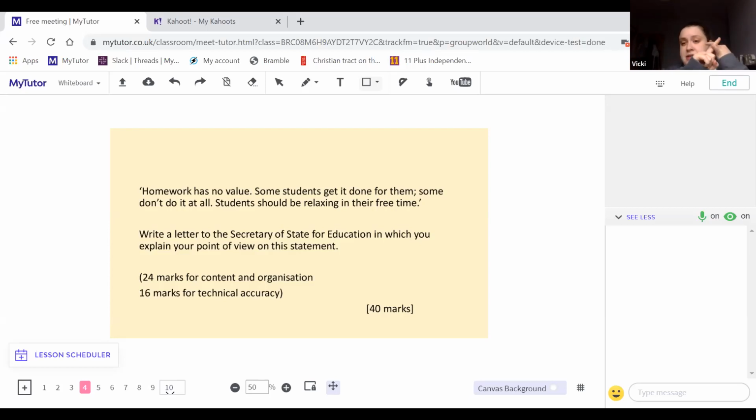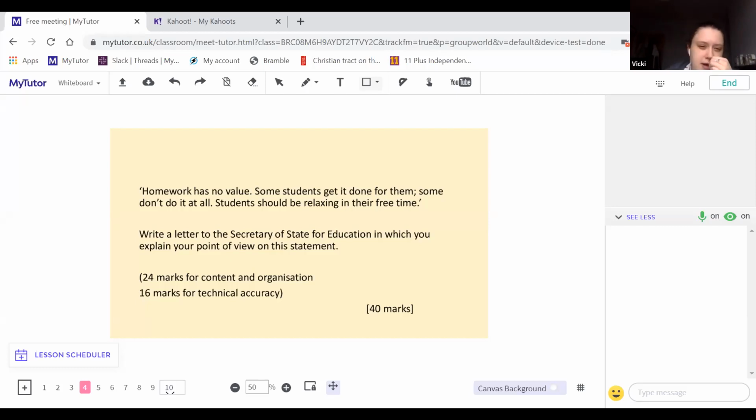Our purpose is to persuade and maybe to inform, explain. Remember, you can have a secondary purpose. It's very rare that you will only ever have one purpose, but usually in Paper 2, Question 5, you're going to be writing to persuade and argue. Our audience is the Secretary of State for Education, and our format is writing a letter.